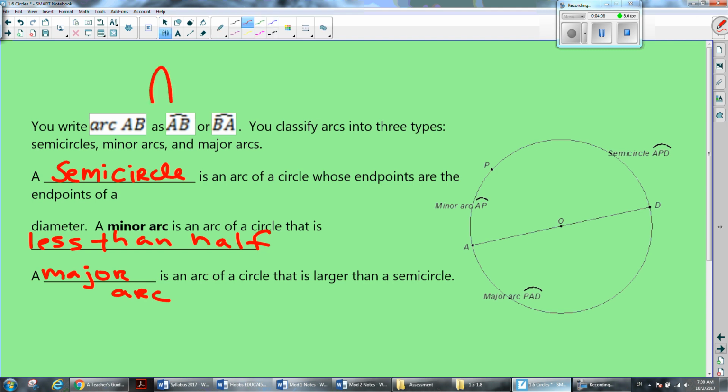It's kind of hard to see here. You could either say AB with this arc symbol over it, or just like a segment with the endpoints, you can flip their order. You could either have a semicircle, a minor arc, or a major arc. So a semicircle is an arc of a circle whose endpoints are the endpoints of the diameter. Okay, so if we look here, we need 3 letters to name it. Started at A.